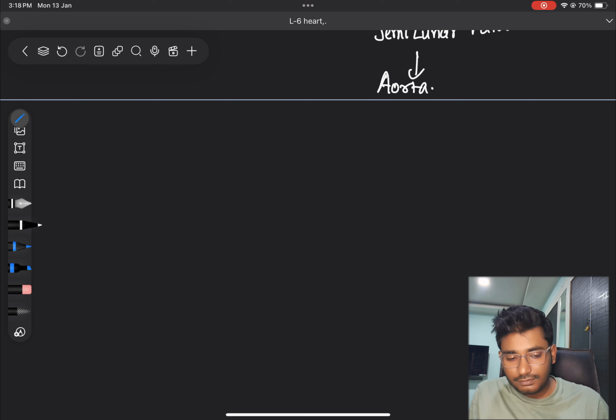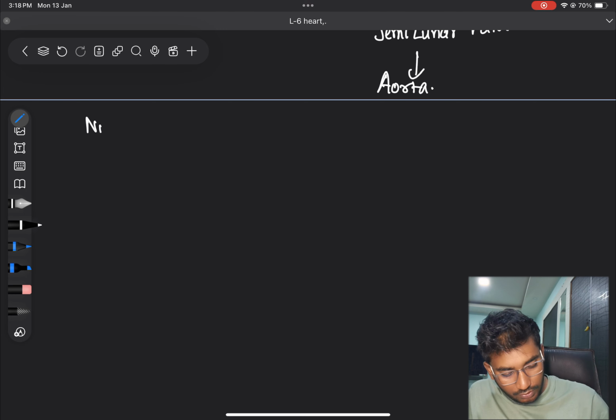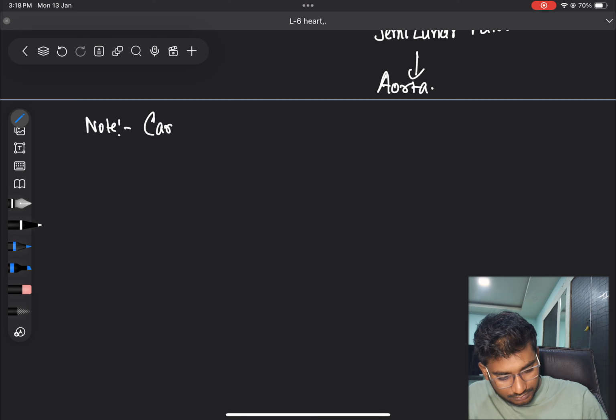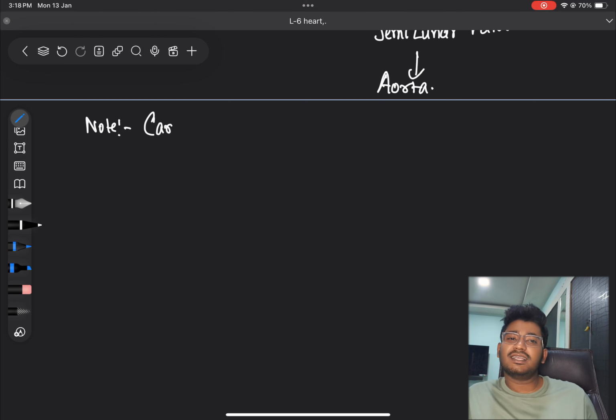Now, what comes next? Note. The cardiac cycle. When the cardiac cycle begins, all the four chambers are in relaxed condition. Okay. All the four chambers are in relaxed condition at the beginning of the cardiac cycle.